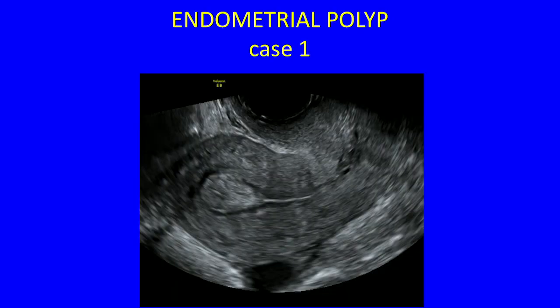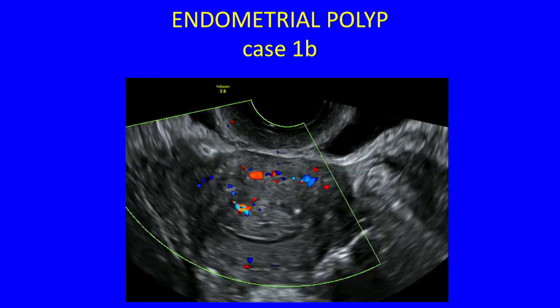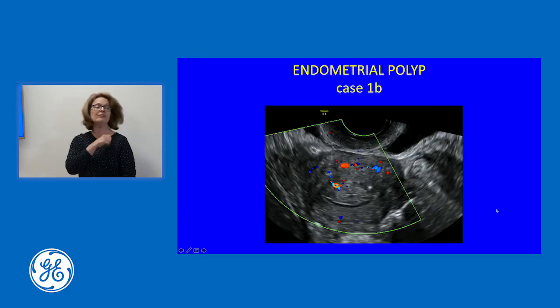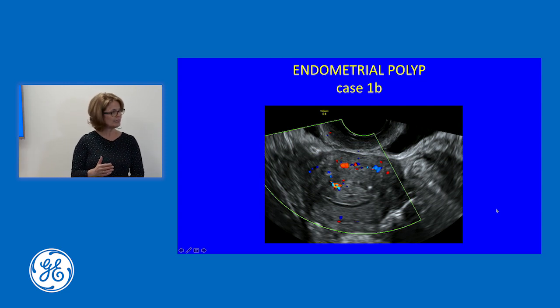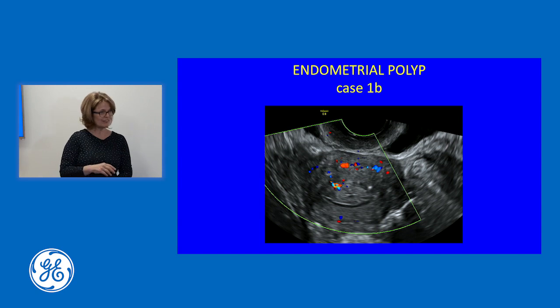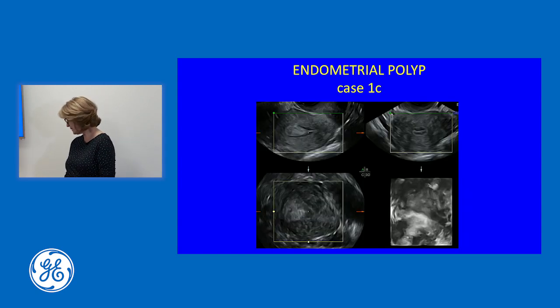Polyps can show up very nicely on 3D. So again, a longitudinal view. You can see cervical canal, lower endometrial cavity, and here the cavity is distended by something. It's got a feeder vessel. If you see on 2D a feeder vessel, it will be a polyp. You can't say if it's going to be benign or malignant, but if you see a feeder vessel, it will be a polyp. But if you can't see a feeder vessel, it might still be a polyp. So it's a bit complicated.